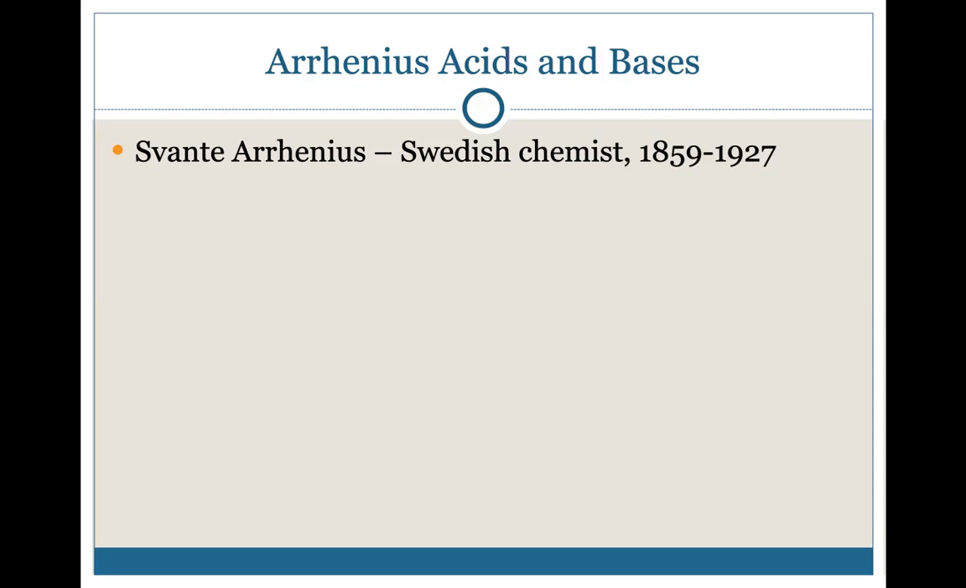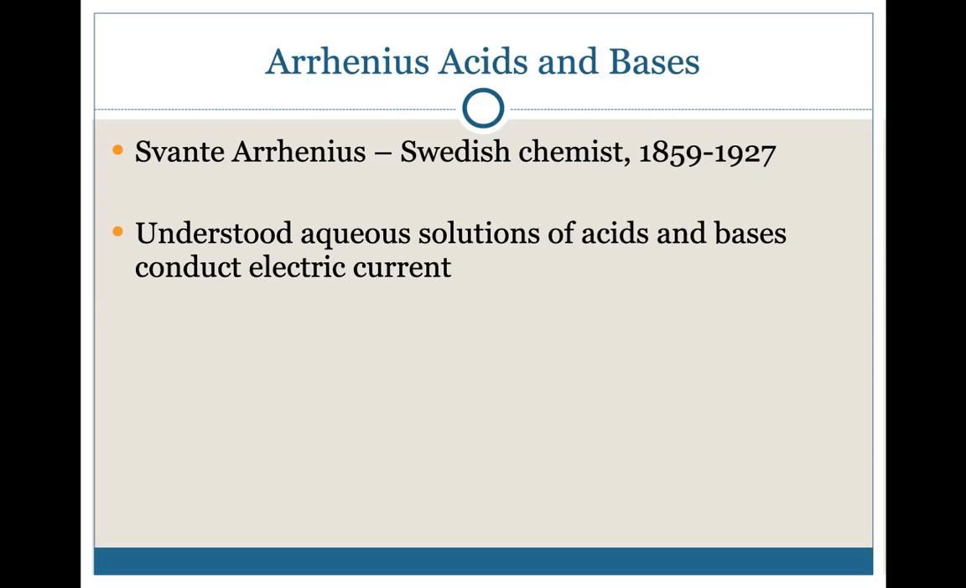Okay, so the first one we're going to start with is the Arrhenius definition of an acid and base. He was a Swedish chemist, and he was born in 1859, lived to 1927. Doesn't really matter, but just to give you a framework of the time period that we're looking at. He understood aqueous solutions of acids and bases conduct electric currents.